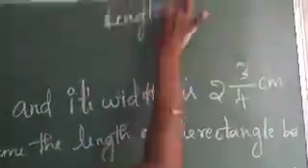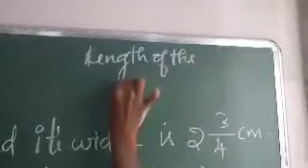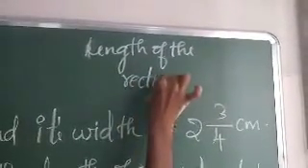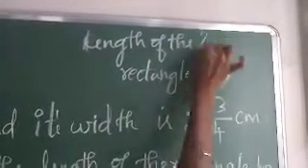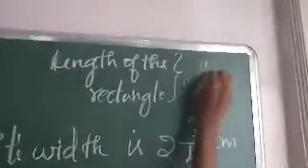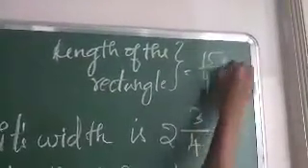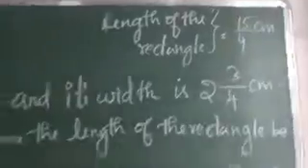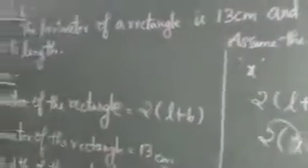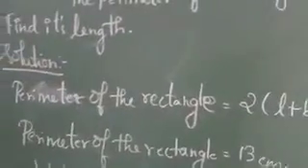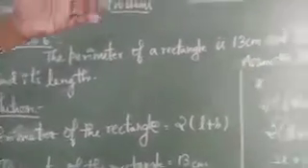So length of the rectangle is equal to how much? 15 by 4 centimeter. 15 by 4 centimeter. You can convert this improper fraction into a mixed fraction.